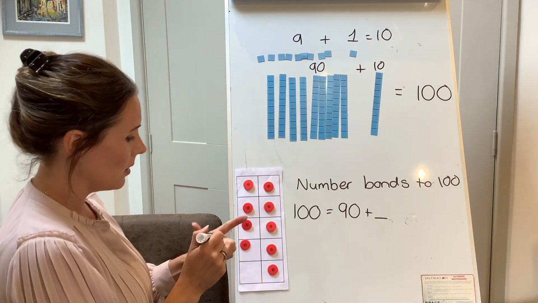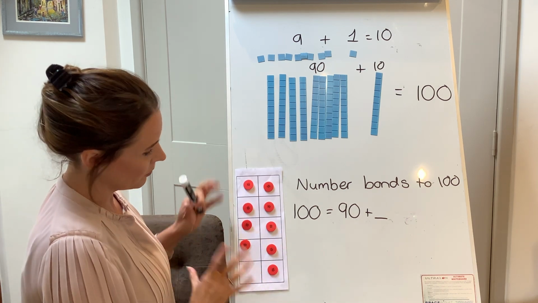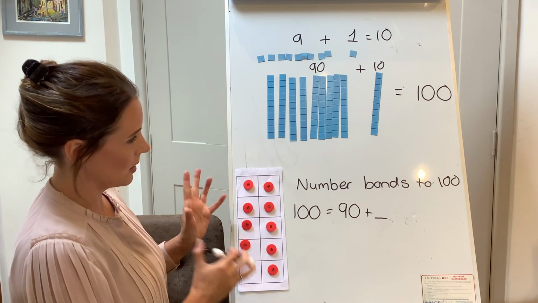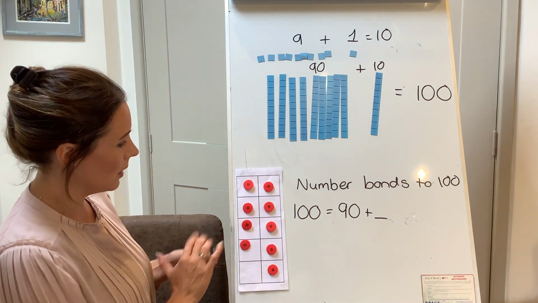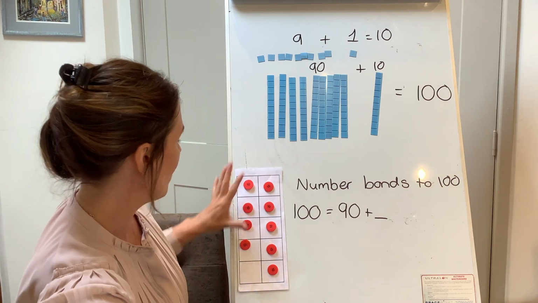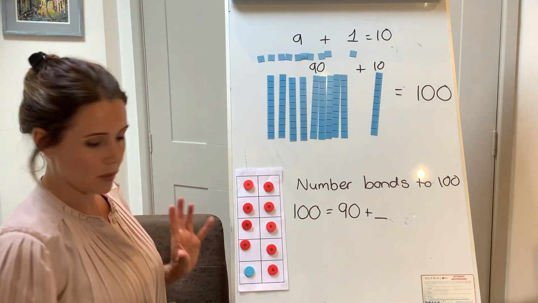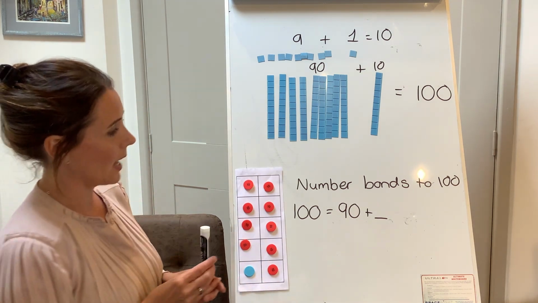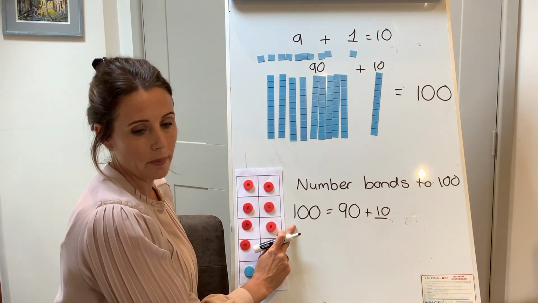Okay, we can also use the number bonds. We can use our 100 frame. Now you might want to use counters of different colours. You can use the 10 counters or you can use 2 different colour counters to help you to visually see the number bonds. So if I have 90 already and I add another 10 counter, I can see that 90 and 10 is equal to 100.